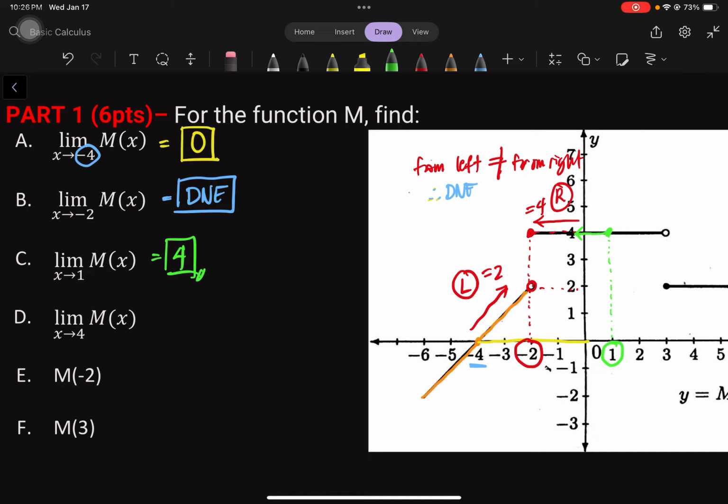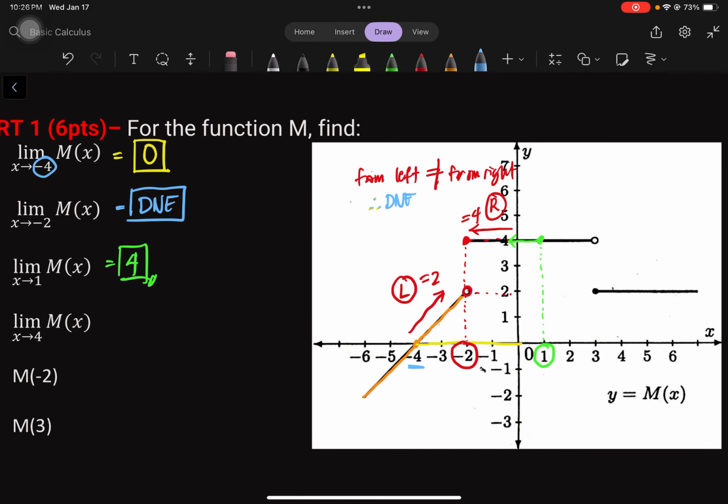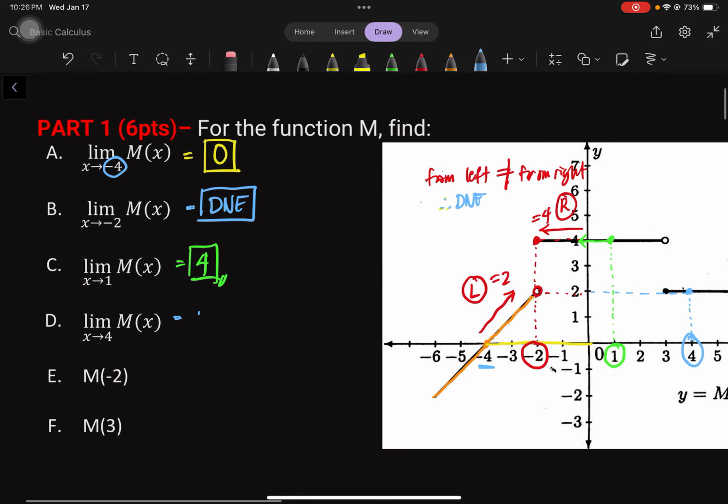Next, m of x as x approaches 4. Nasaan ang 4? Ito yung 4 natin. Ito, trace mo, no? Tatapat siya kay 2. Therefore, this is equal to 2. Okay, for this part, kung mapapansin nyo, limits ang mga tinatanong.